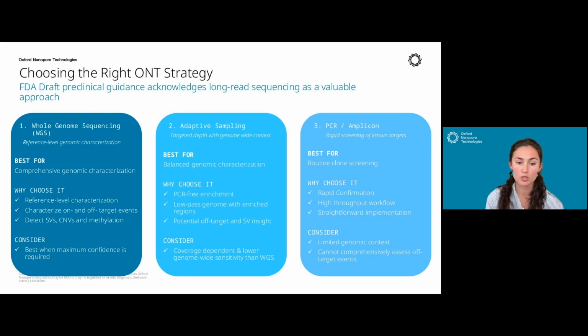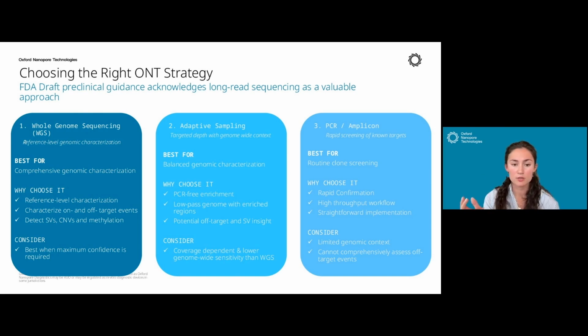So with this approach, you're not necessarily having to restrict yourselves to predefined targets, so you can look really broadly across the genome for integration events while also gaining insight into things like structural variation, copy number changes, and other features. Our adaptive sampling, which I'll show you a quick example of, is actually a really interesting middle ground and is a really unique and exciting opportunity within Nanopore.